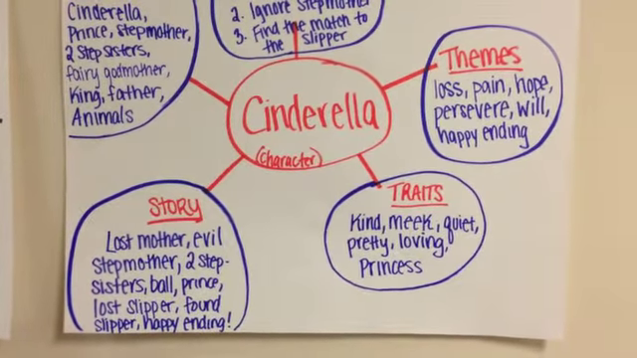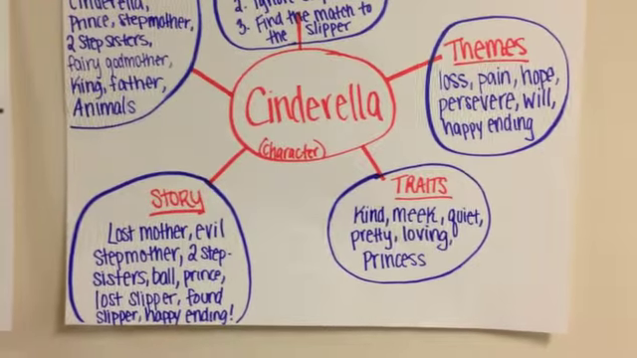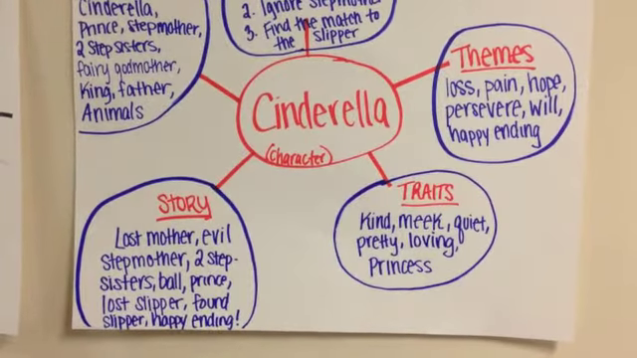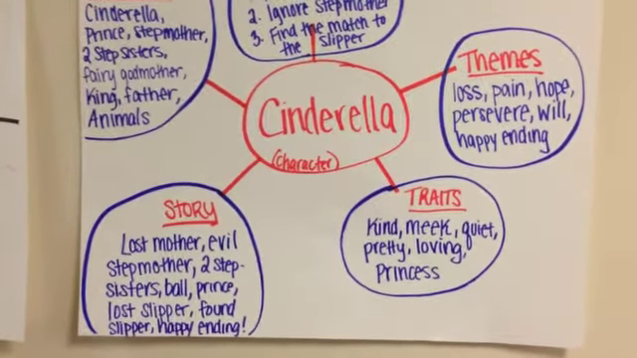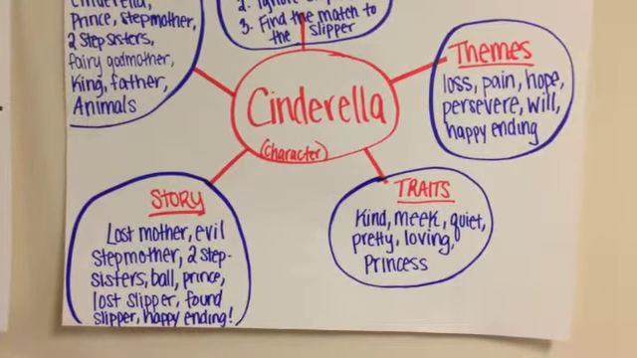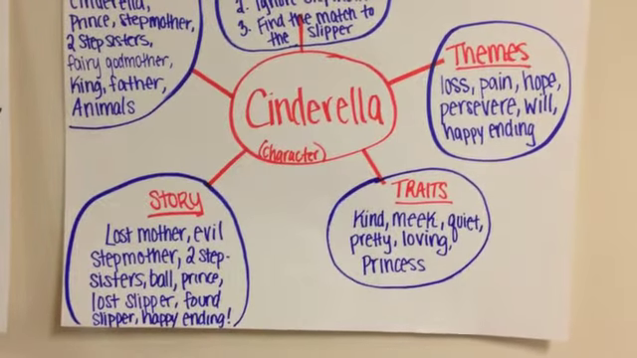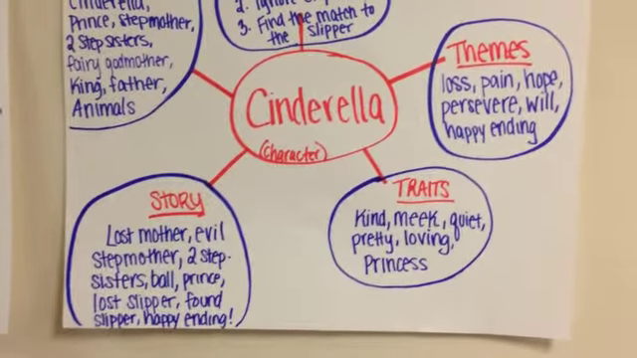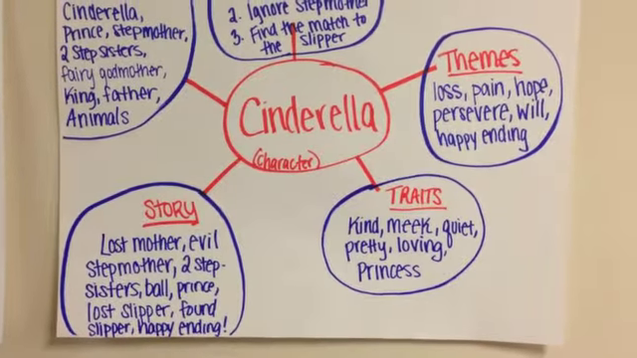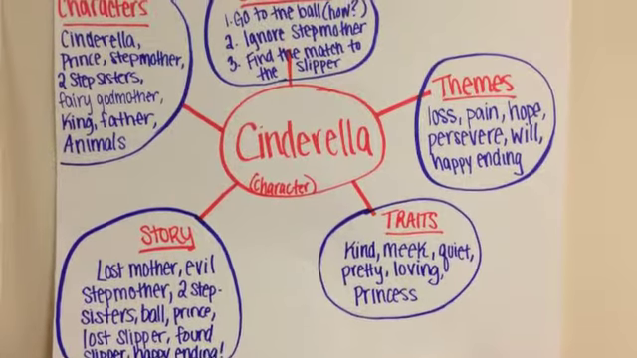Then I moved on to traits. What do I know about Cinderella? Why is she important? Well, she's kind, she's meek, she's quiet, she's pretty, she's loving, she's a princess. Then the next bubble on the left bottom, I wanted to know, what's the story with Cinderella? What is the whole point of this? Well, she lost her mother, she has an evil stepmother, 2 stepsisters, she goes to a ball, she meets a prince, she loses her slipper, she finds her slipper, happy ending. Obviously a loose translation, but nonetheless it'll work.